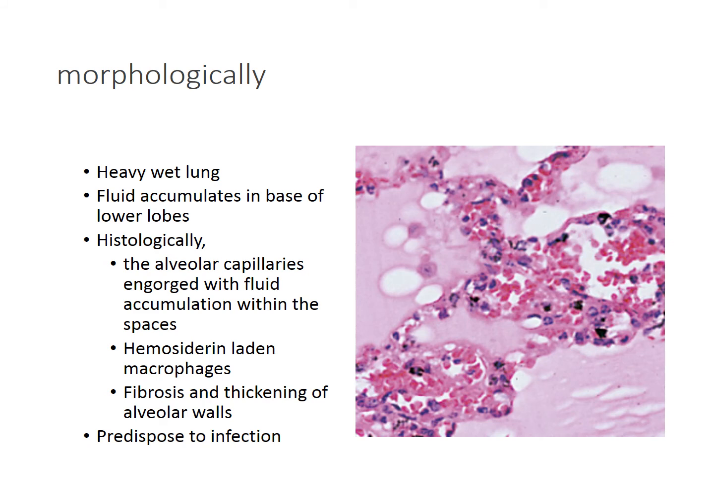Morphologically, the lung is heavy and wet, with fluid accumulation in the base of the lower lobes. Histologically, the alveolar capillaries are engorged with fluid accumulation within the spaces, as seen in the picture. There may be hemosiderin-laden macrophages, and also fibrosis and thickening of the alveolar walls. This condition predisposes to infection.